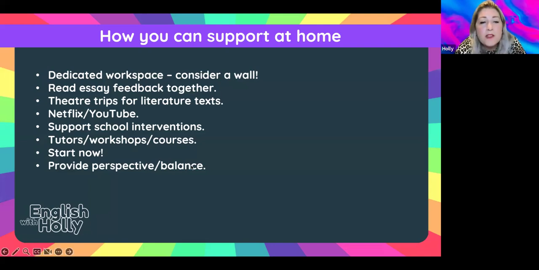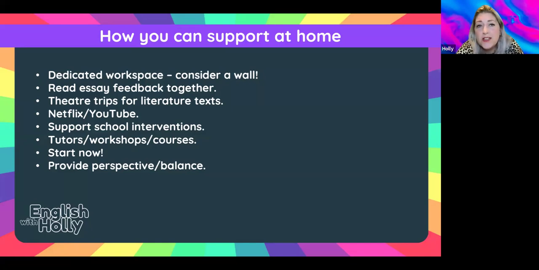Okay, support the school's interventions if you can, if you feel like they're appropriate. The school will have a really good idea of what your child needs to be working on. So I would always say that the school is the first port of contact if you've got concerns, or if you're looking for extra support. Certainly before you get a tutor, I would speak to school first.